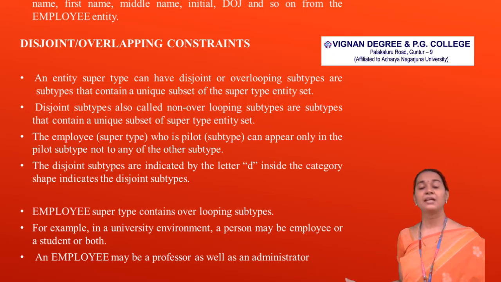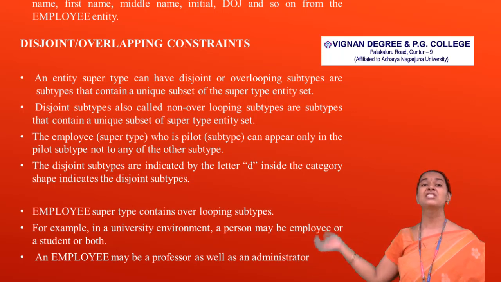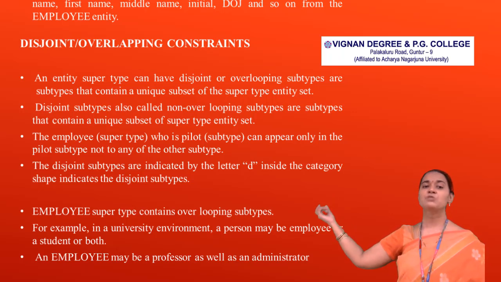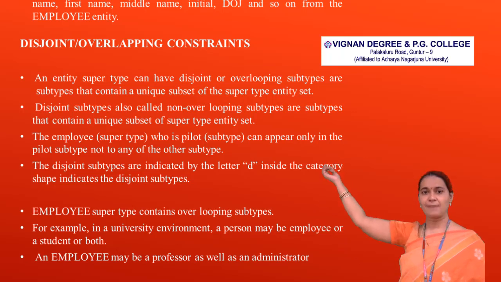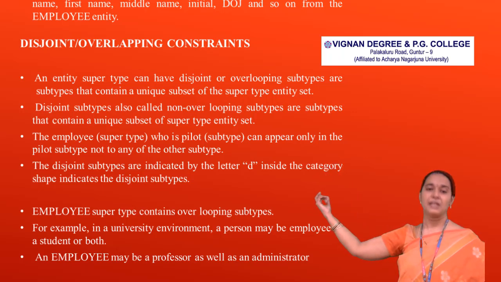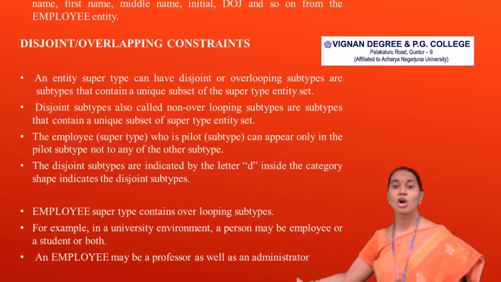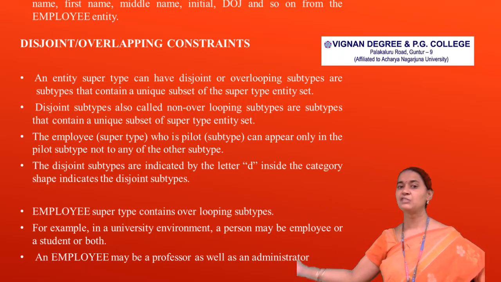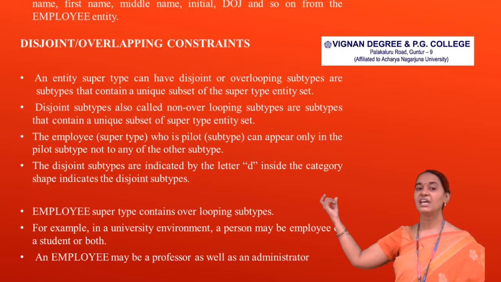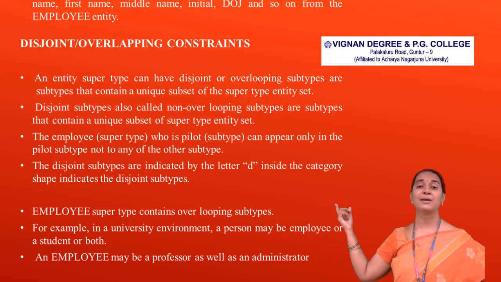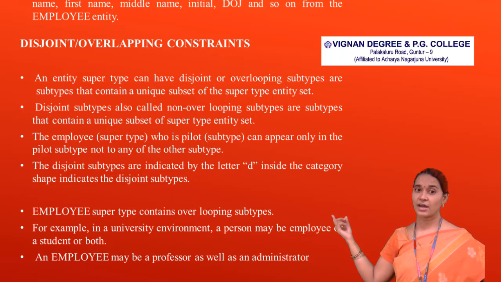They are not being obtained into the other subtype. That is called disjoint. This discriminator specifies whether the constraint is disjoint or overlapping. If I write a P here, it means that from the employee supertype, you inherit the pilot numbers, names, etc. and send them to the pilot subtype. That is called a disjoint constraint, and it is represented with the letter D inside the circle.